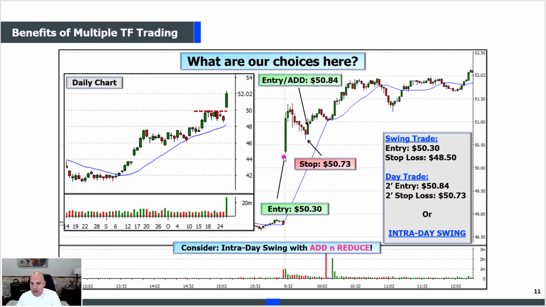Think about that. So now you have a cost average of $49, 500 shares. But now you're going to take this as an intraday trade at 50.84 with what? An 11-cent stop loss. All right? I think this is a little bit higher than that. It might be like 50.70. You might call it a 15-cent stop loss. Okay? 15-cent stop loss.